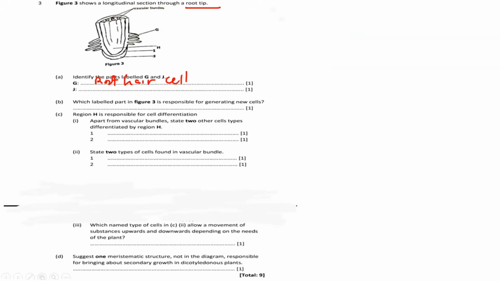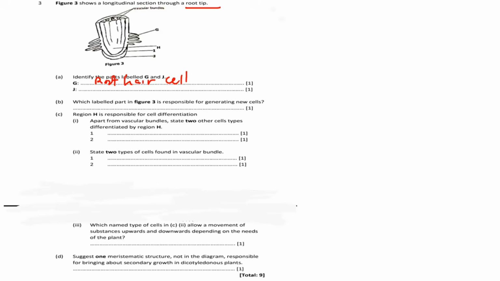And among the specialized cells that you're going to find is a root hair cell. Its function is to absorb water from the ground. So, absorption of water. Then what about J?